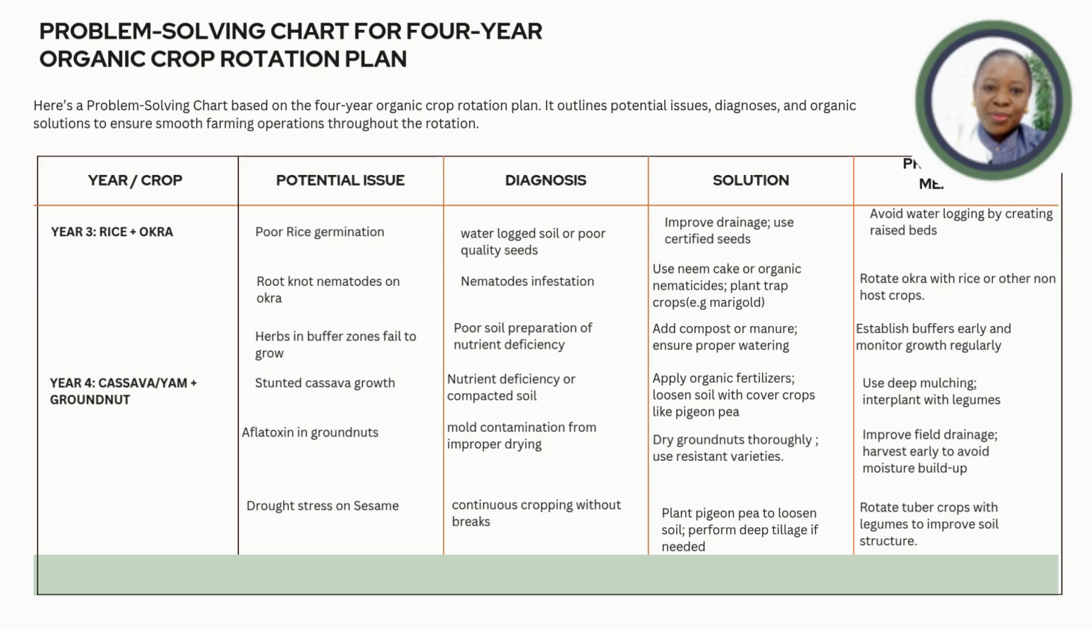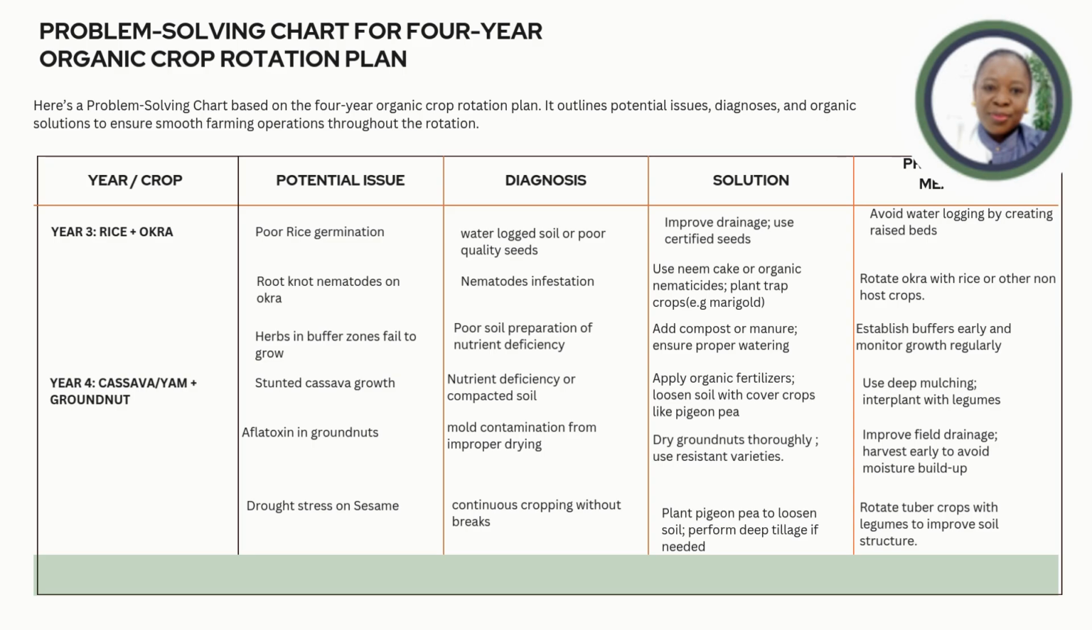Year four, crops: cassava or yam and groundnuts. Potential issue: stunted cassava growth. Diagnosis: nutrient deficiency or compacted soil. Solution: apply organic fertilizers, loosen soil with cover crops like pigeon pea. Preventative measures: use deep mulching, interplant with legumes.